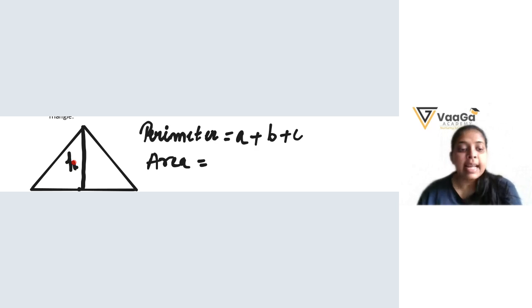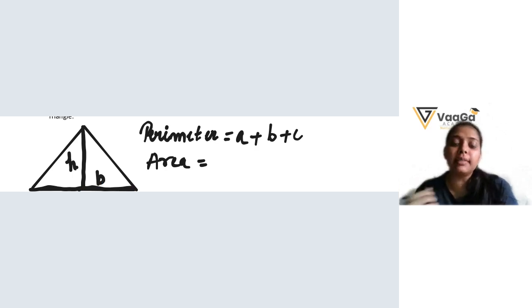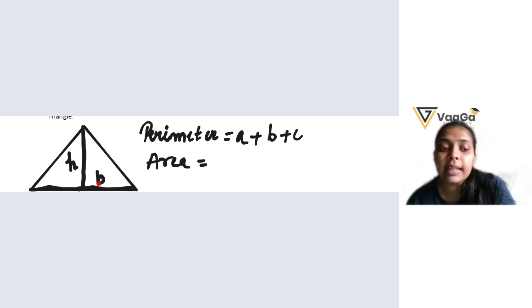Now what is this? Is this the base of the triangle? This side? Yes, so this is the base. So now, according to the concept that we were using before, I can say that the area is h times b.